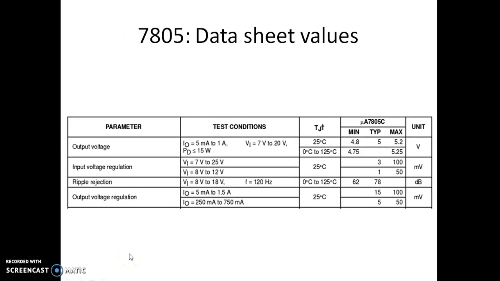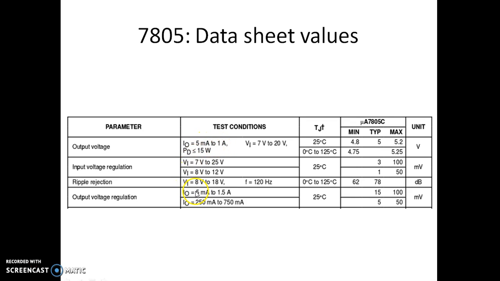So this is what the data sheet of a 7805 looks like. 7805 stands for a 5 volt regulator. The typical output voltage is 5, the minimum is 4.8, the maximum is 5.2. This is true only if the input voltage is between 7 to 20 volts. If the input voltage is between 7 to 20, the output voltage varies from a minimum of 4.8 to a maximum of 5.2. It's almost pretty much constant, provided I0 is between 5 milliampere to 1 ampere.